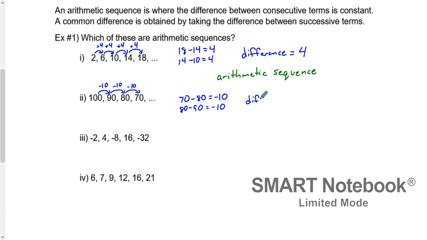So this difference is actually negative 10. Just because our difference is negative doesn't mean it's not an arithmetic sequence. This one still is, because it is still a constant difference. Every single time we take 90 subtract 100, it's still going to give us negative 10.